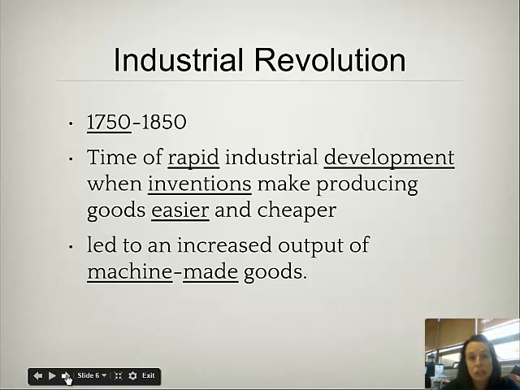And when there are more goods in the economy and there is a demand for goods in the economy, more people have jobs, more people are making money, more people are spending money. So all of this is great for the economy.